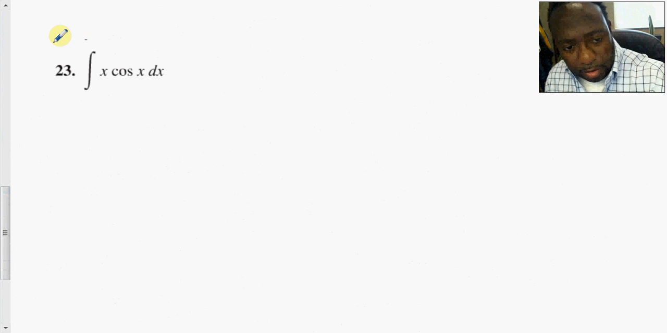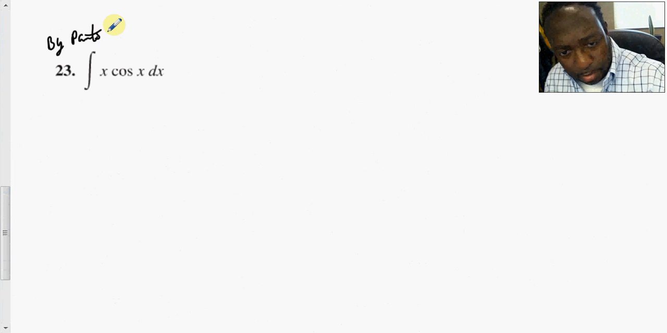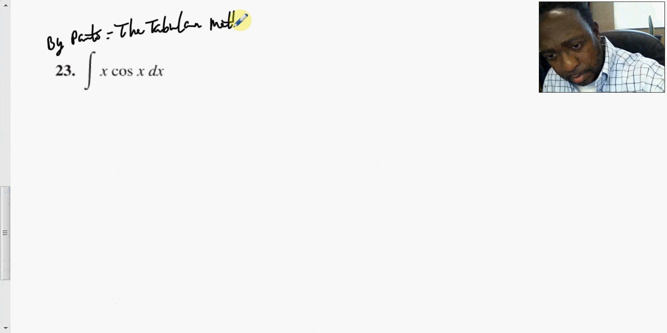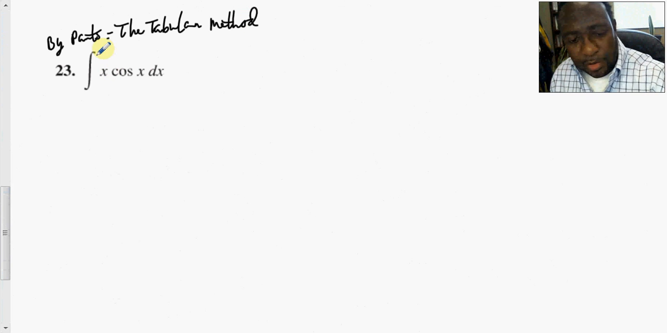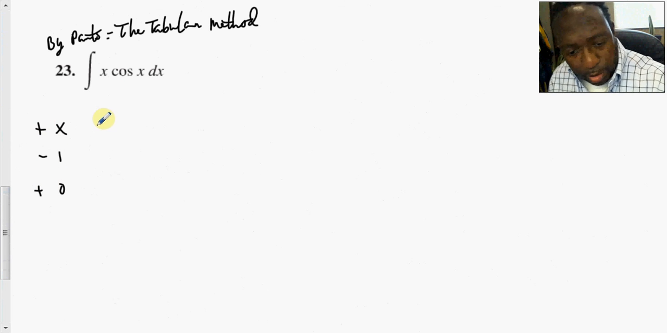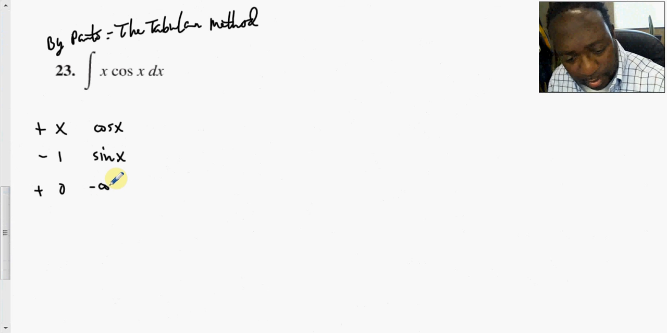Use integration by parts. The tabular method. Why? Because that x term will go out. X, its derivative is 1. The derivative of 1 is 0. Alternate the signs. Cosine, you write the first term over there, and then you take its integral. The integral of cosine is sine. The integral of sine is negative cosine x.